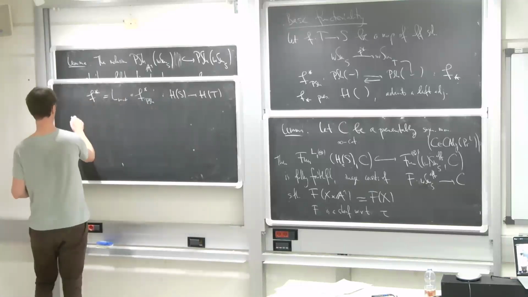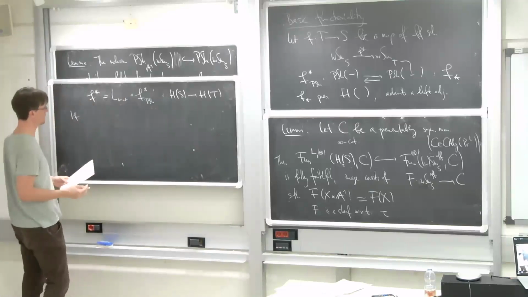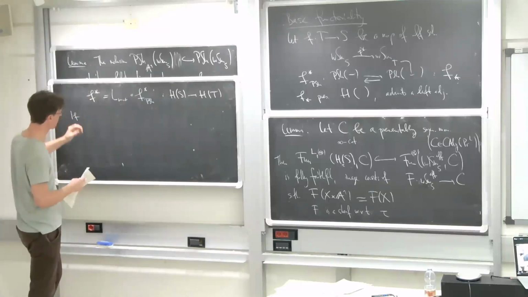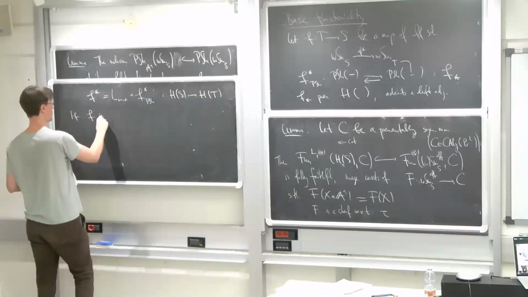And now, again, like yesterday we talked about the case when f is pro-étale. Now here we have a little bit more general setting, namely f is weakly smooth.